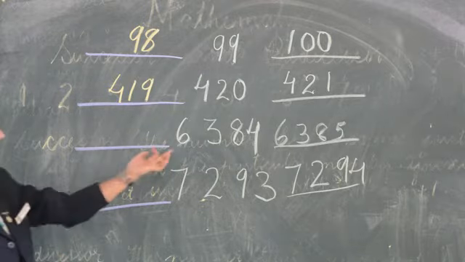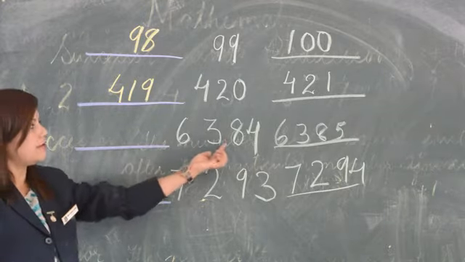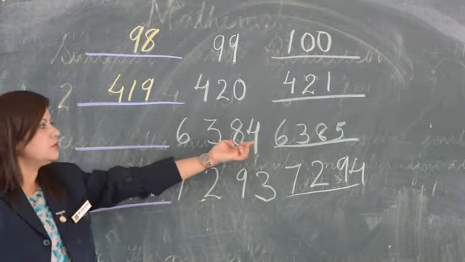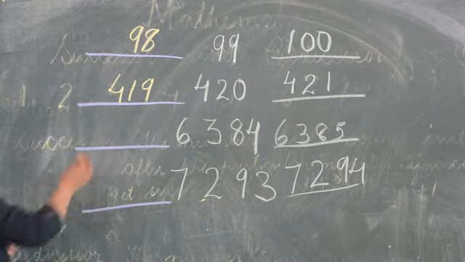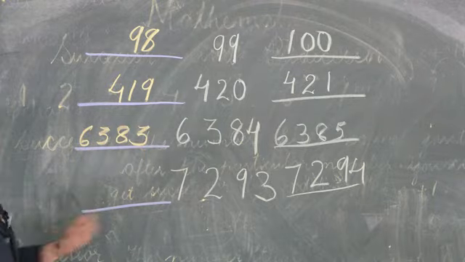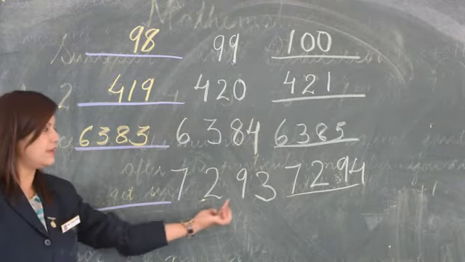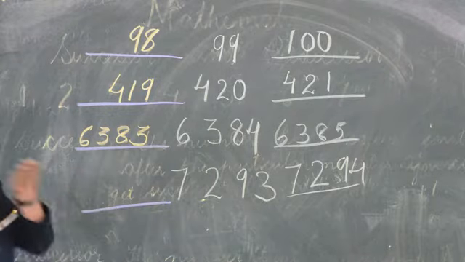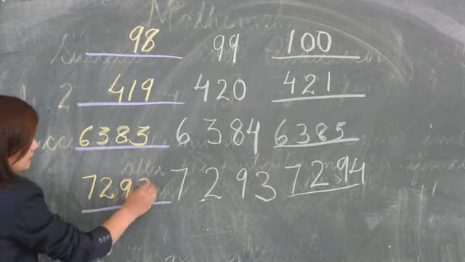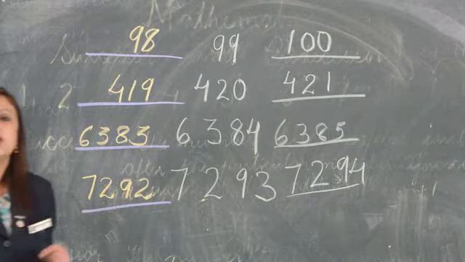Alright? So the next number, 6,384. See the last digit. It is 4, no? So what would be the predecessor? 6,383. And the last one, 7,293. Yes, some of you are finding the answer from there. Very good. Clap for yourself. This is the answer. Okay, children.